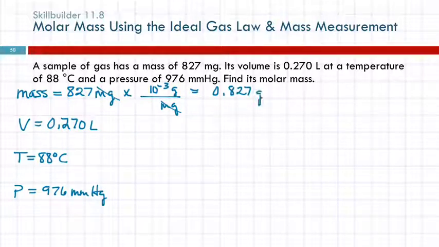0.827 grams. We've got a gas, and we need moles. We don't have anything changing, so we're going to use the ideal gas law. We need to get the correct units. Liters is good, but Celsius is not okay, so we convert this to Kelvin.